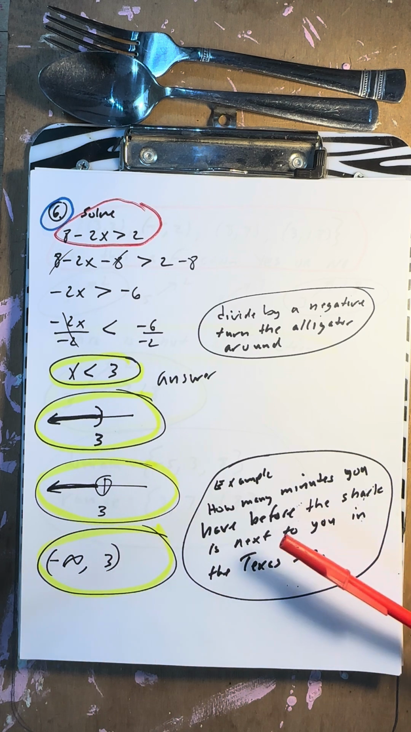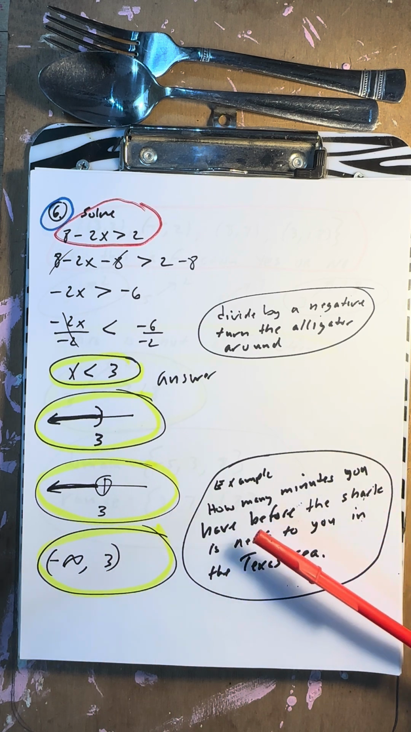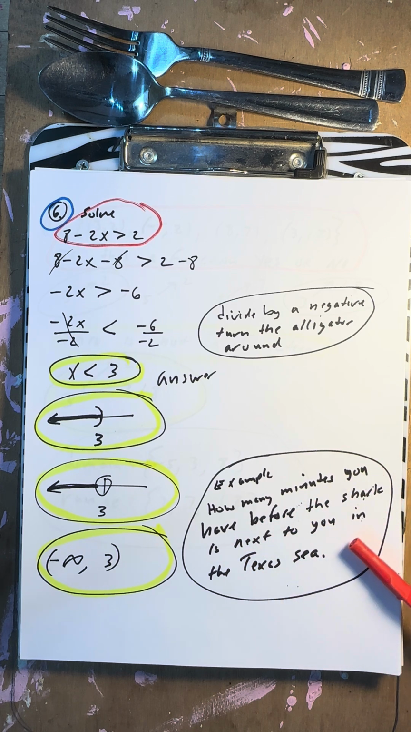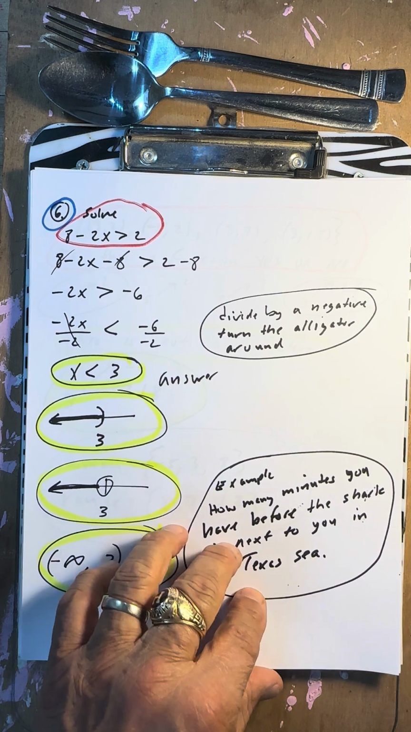Not including the 3. Okay, so this example is how many minutes you have before the shark is going to be right next to you in the Texas Sea, huh? You have less than 3 minutes. They'll swim up to you.